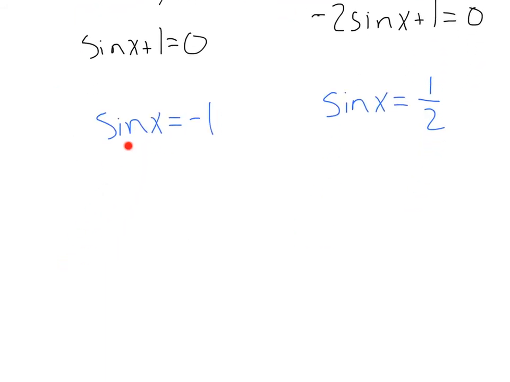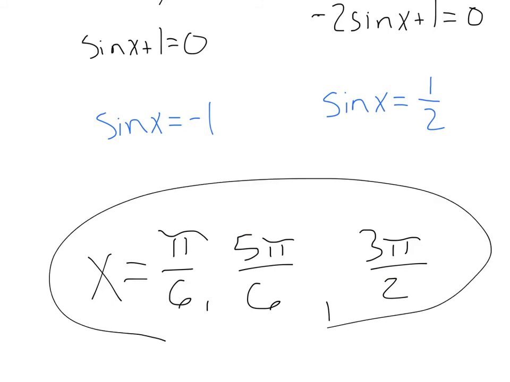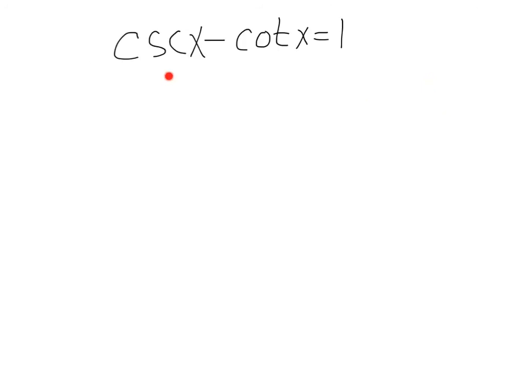If I take each of these, solving for each one by drawing my triangles out, I'm not going to do that for you here, you should get the solutions of pi over 6, 5 pi over 6, and 3 pi over 2. And that's just drawing out your triangles on coordinate planes and finding those angles. Alright, one more and we'll call it a day.